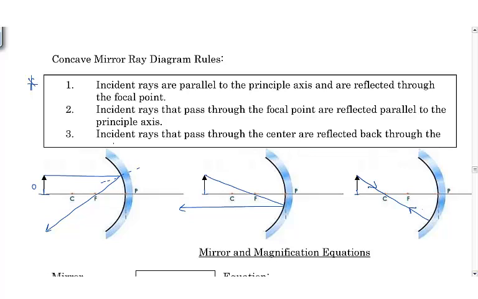Your job is to use all three of these rules on a ray diagram, and anytime you see that two of the lines are intersecting with each other, that tells you where the image is being formed. So a big point of these three rules is that only two of those three rules need to be satisfied.